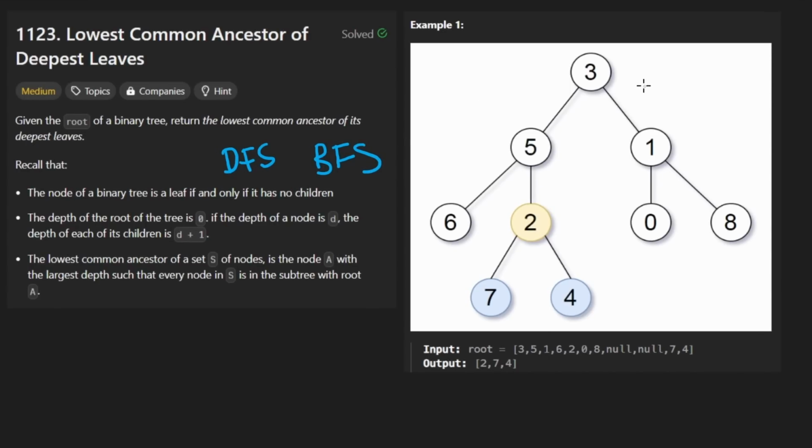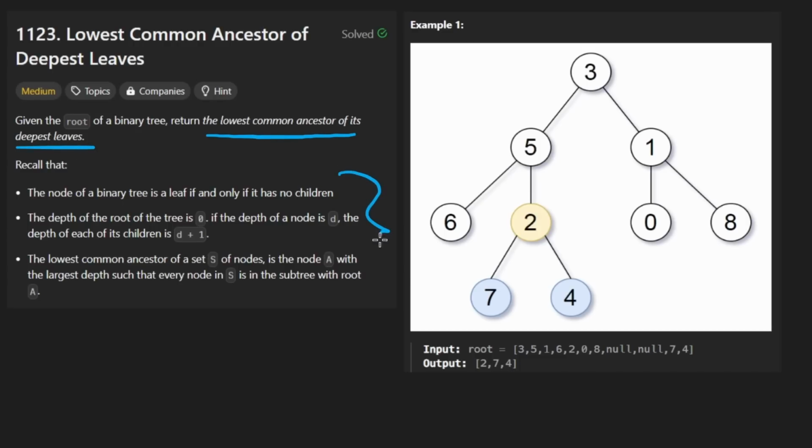So going through the problem description, we're given the root of a tree. It's a binary tree, so each node is going to have up to 2 children, but not more than that. But it's not a binary search tree, so keep that in mind. There's no sorted property to this tree. So what we want to do is return the lowest common ancestor of the deepest leaves.